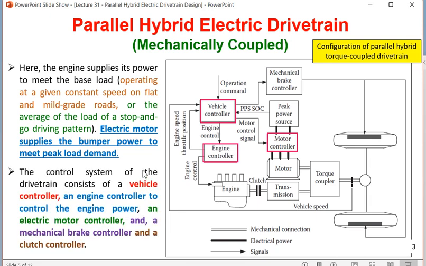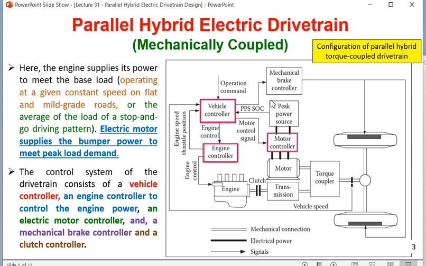The control system of the drivetrain consists of the vehicle controller, which is the primary controller; the engine controller, with the second highest command; the electric motor controller, which is the third; and fourth is a mechanical brake controller, because brake is very important for any vehicle. So I had to put this inside this red band, because this is also a controller.